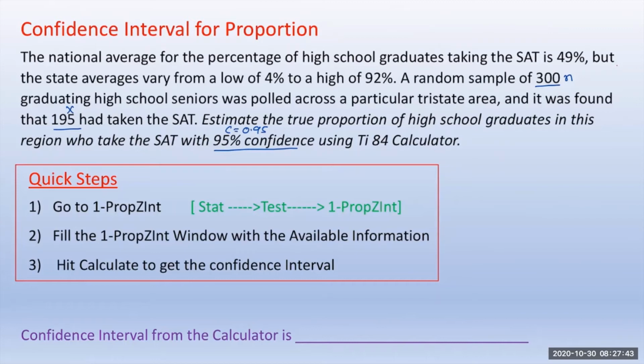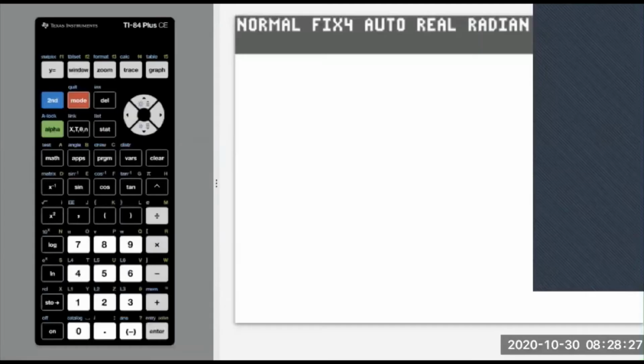Since we are talking about the proportion, we are looking for the one proportion Z interval. So here we have the quick steps. First, we have to go to one proportion Z interval by pressing stat, test, and one proportion Z interval. And then we have to fill the one proportion Z interval window with the information given in the problem, and then hit calculate to get the result. So let me demonstrate this in the TI-84 calculator.